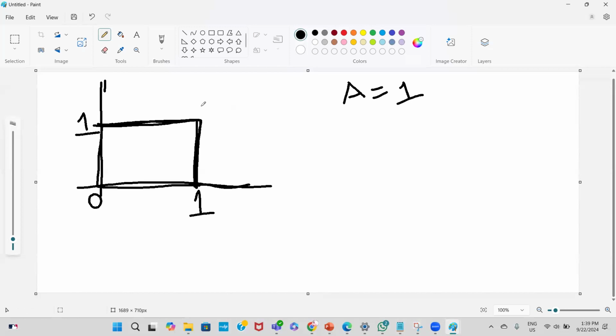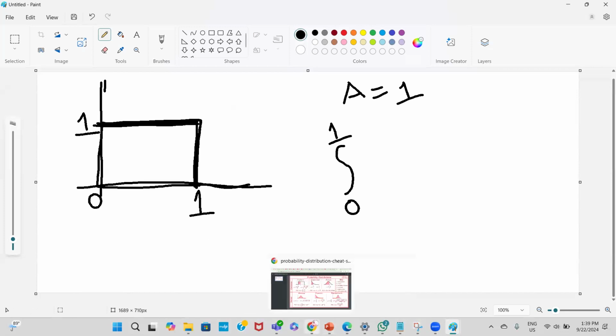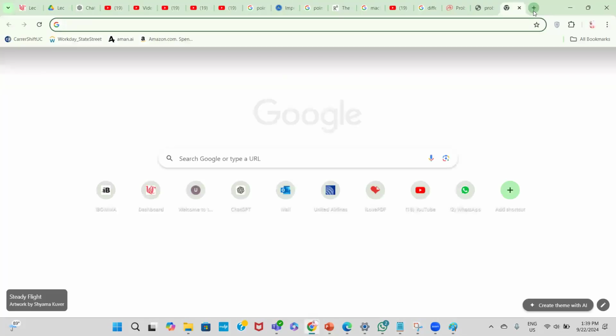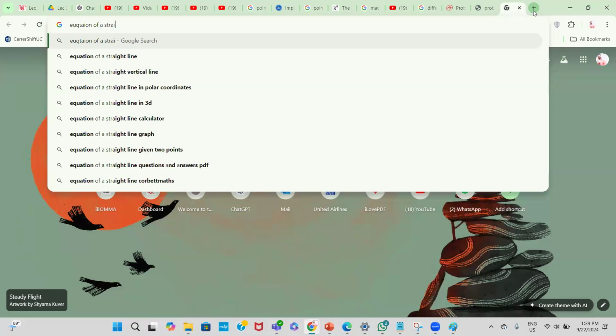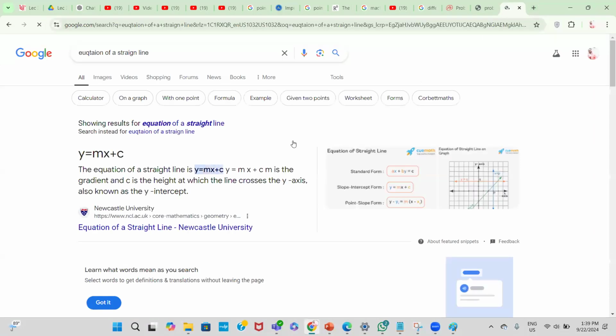Now if you want to integrate this, how do you do that? You are integrating from 0 to 1. What actually describes this? Here x is equal to 0, right? This is a straight line. What is the equation of a straight line? The equation of a straight line is always y is equal to mx plus c.